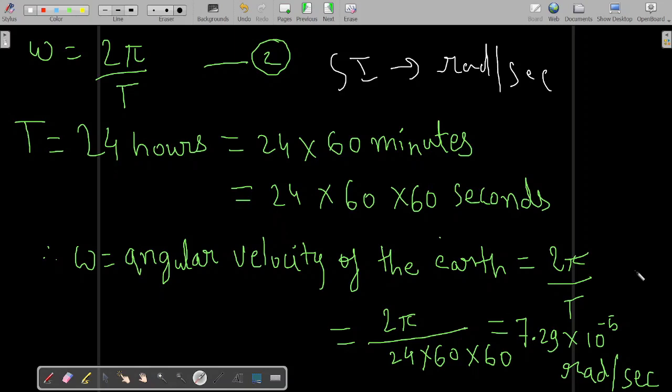Now angular velocity of the earth is equal to 2 pi by T equal to 2 pi by 24 into 60 into 60. As soon as you put this value into the calculator, you get something of this kind, 7.29 into 10 to the power minus 5. Okay, what is angular velocity of the earth? 7.29 into 10 to the power minus 5 radian per second. So angular velocity of the earth omega is equal to 7.29 into 10 to the power minus 5 radian per second. Okay, this is the thing.